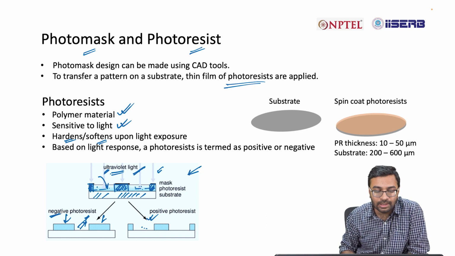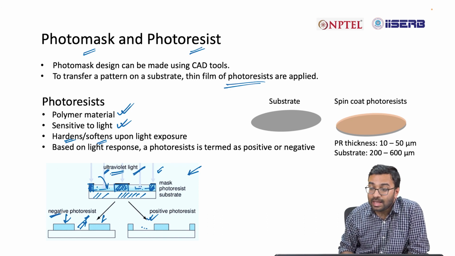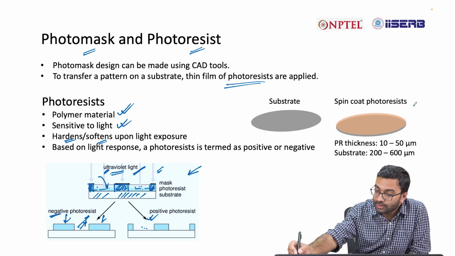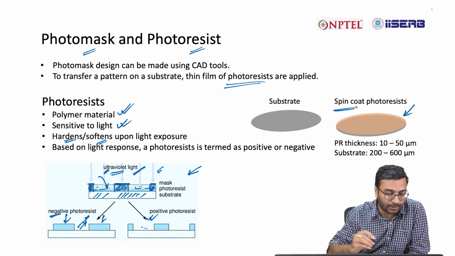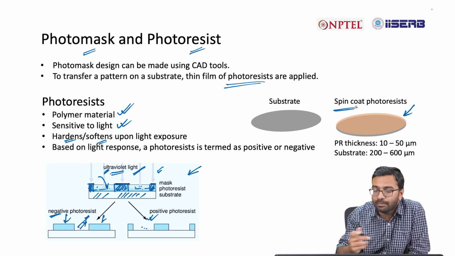So, that is how we classify photoresist, and we coat photoresist on top of the substrate using a technique called spin coating. So, what is spin coating? I briefly explained.